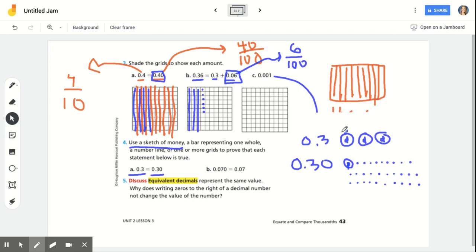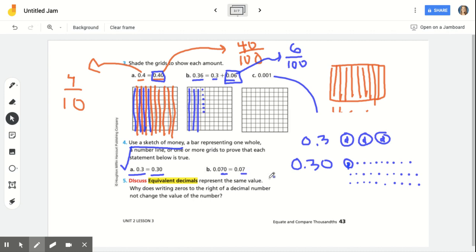3 dimes is in fact equal to 30 pennies. This is equivalent. Okay. And then 70 hundredths is equal to 7/10. Or sorry, 70 hundredths. I'm getting confused here. Let me start over. B. 70 thousandths is equal to 7 hundredths.